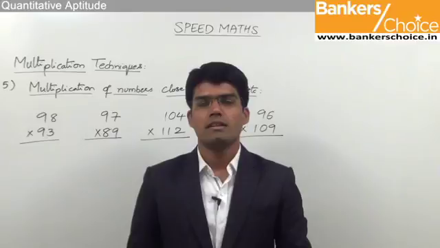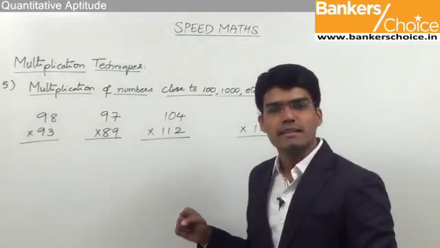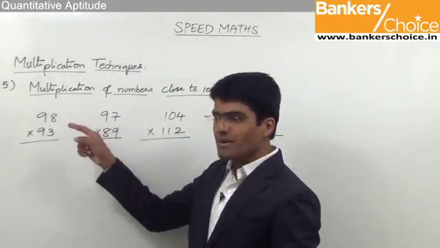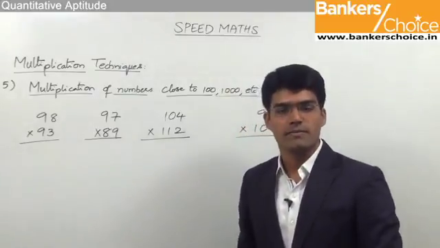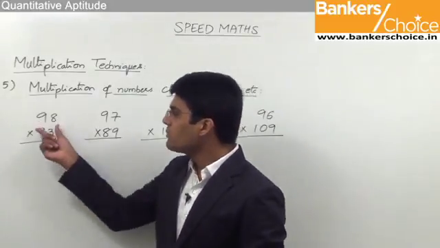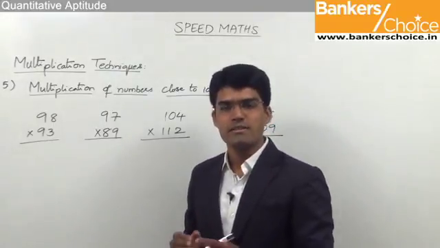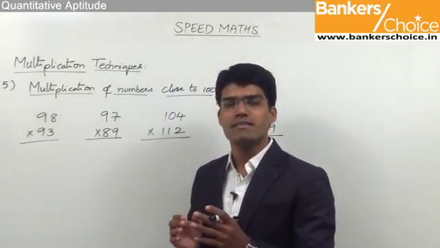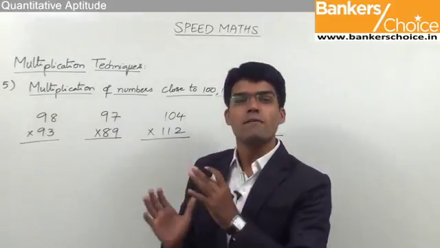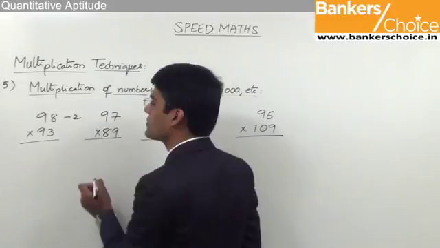The first one here is 98 into 93. As you can see here, both the numbers are close to 100. Now what we do here is, as both the numbers are close to 100, we can take the base as 100. That means we need to understand what is the distance of these two numbers from 100. For example, 98 is nothing but 100 minus 2 and 93 is 100 minus 7.